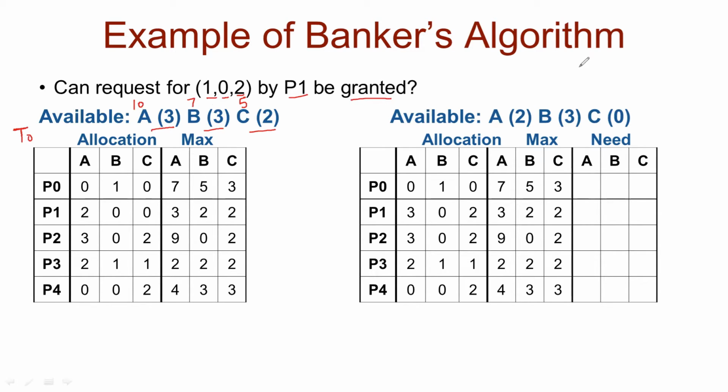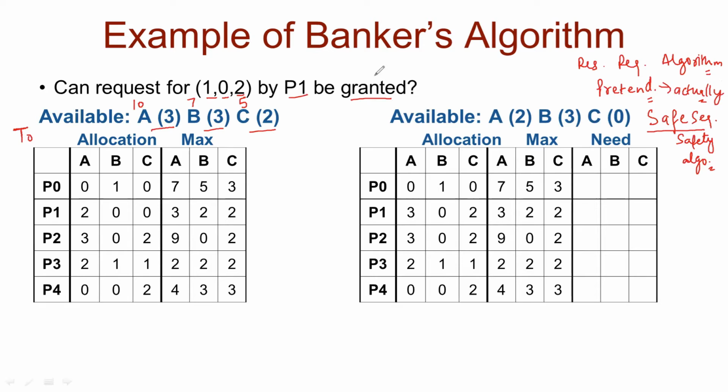So the solution for this is the resource request algorithm. As per this algorithm, we pretend that this request has been granted. Once the request is granted, we try to find out a safe sequence using the safety algorithm. For the safety algorithm, you can refer to the last video. If you are able to find a safe sequence after granting this request, then this request will actually be granted. Otherwise, P1 must wait. The request will not be granted.